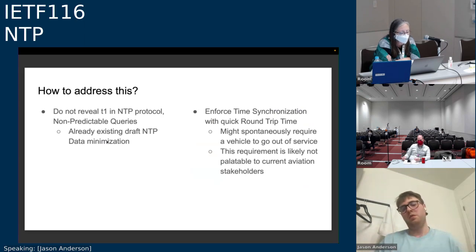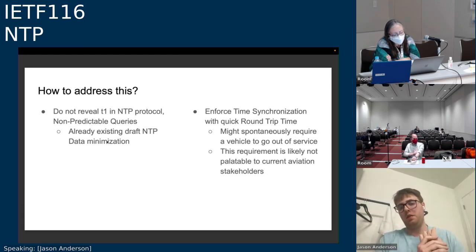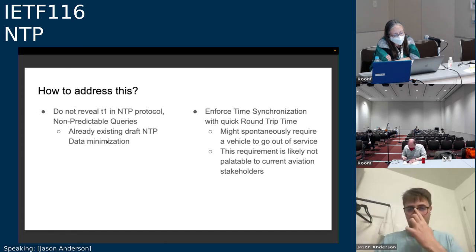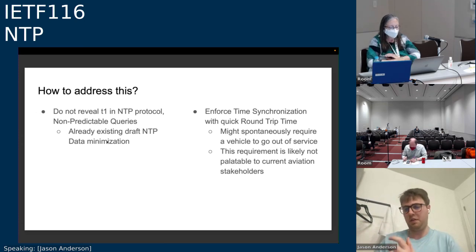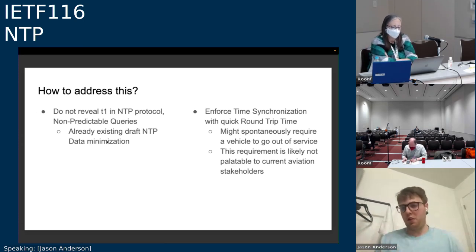So how do we address this, and why am I here addressing the standards body? Well, there's a very simple fix to this, and that's just to not reveal T1 inside the NTP protocol and make non-predictable queries. There's already an existing NTP data minimization draft that I think would be a good idea. Now on the email list from before, I received the suggestion: well, why don't we just make this a receiver problem? They need to make sure that their round trip time on their synchronization is short, or they shouldn't go.